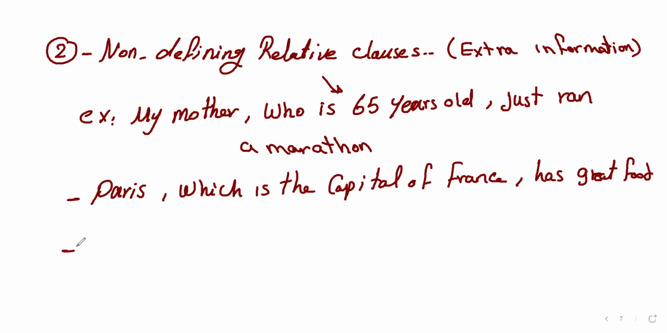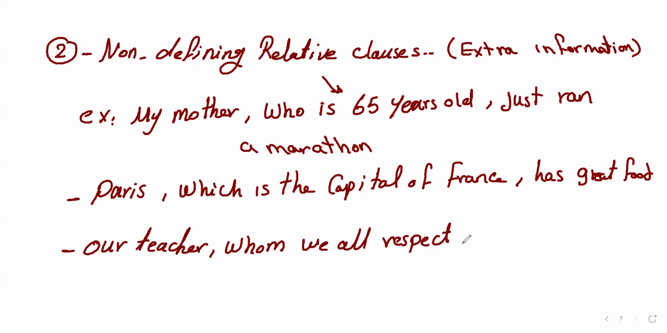Okay, see another one. Our teacher, whom we all respect, is retiring. The main idea is that our teacher is retiring. Our respect is extra information. So we can say our teacher is retiring. We already identify the teacher by using our at the beginning, our teacher, not any teacher, but our teacher. Okay?